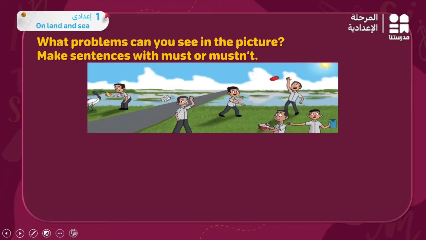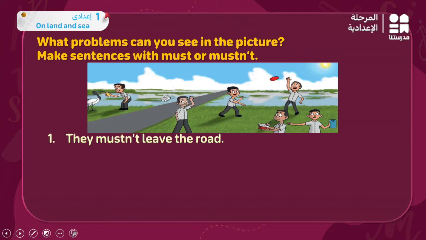What problems can you see in the pictures? Make sentences with must or mustn't. Here we have some bad attitudes or bad behaviors from the children in the nature resort. Let's make some sentences using mustn't or must.